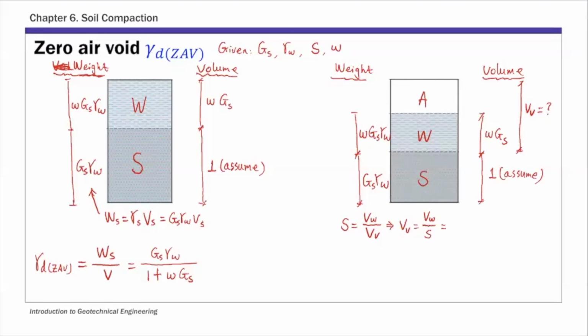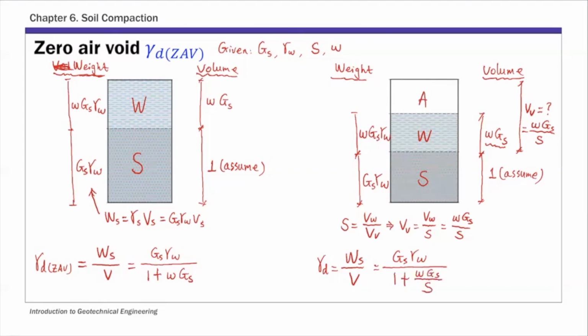So this is water content, G_S. That's the V water divided by S. So this V_V is basically V water divided by degree of saturation. Okay, so that's a complete phase diagram. Then we have this gamma D expression: weight of solid over total volume. And weight of solids is, again, G_S gamma water, divided by total volume, which is 1 plus volume of the voids.